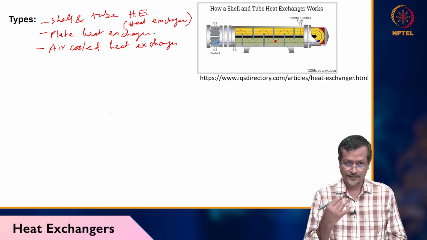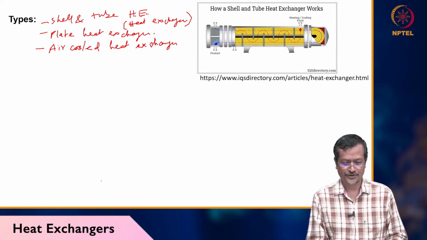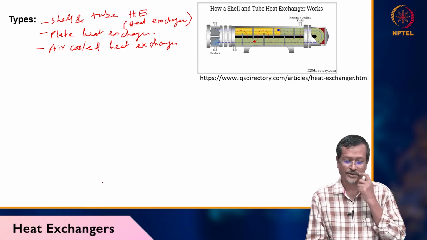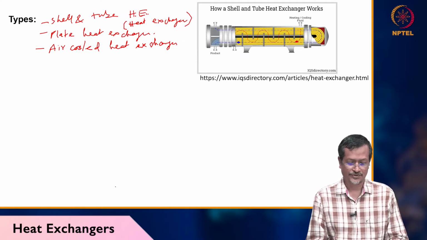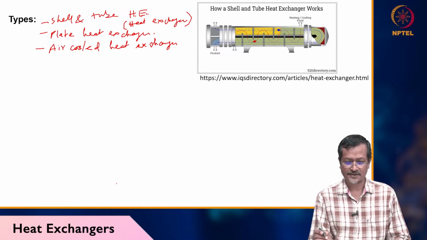The shell and tube heat exchanger is the most common type of heat exchanger. These are used in oil refineries and many other applications. In shipping machinery also you can use the shell and tube type heat exchanger. This is a very compact type of heat exchanger, and it is being used in industries. This type consists of a shell, a large pressure vessel, with a bundle of tubes inside.